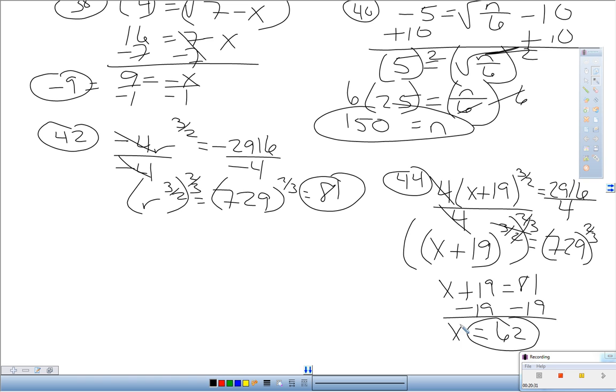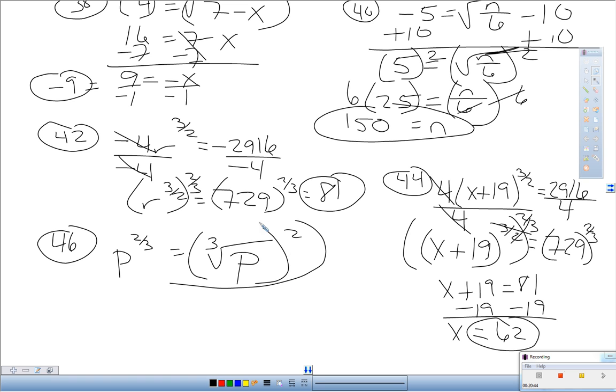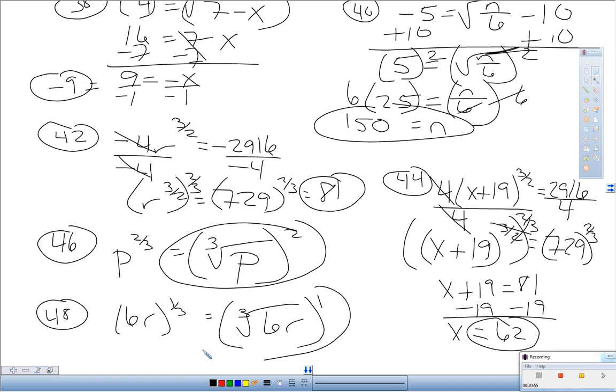So that's 44. All right, for 46, I don't want you to miss these on the replacement test tomorrow. 46, how are you going to rewrite p to the 2/3? You're just going to write that as the cube root of p squared. How easy is that? For 48, how are you going to rewrite 6r to the 1/3? You're going to rewrite that as the cube root of 6r to the 1st. So I don't want you to miss those on the test.